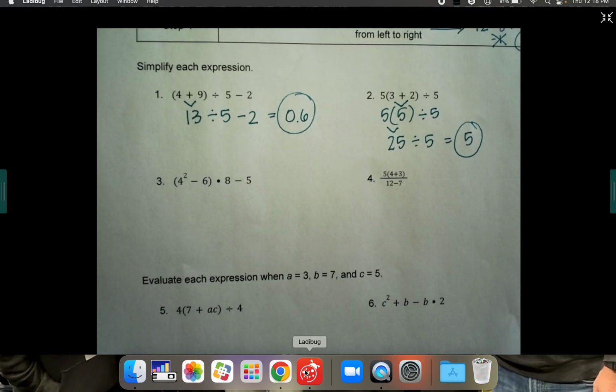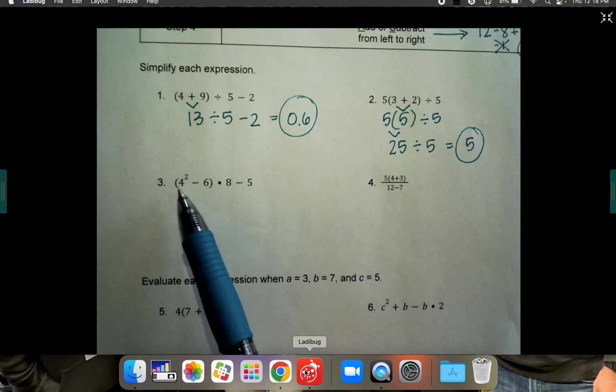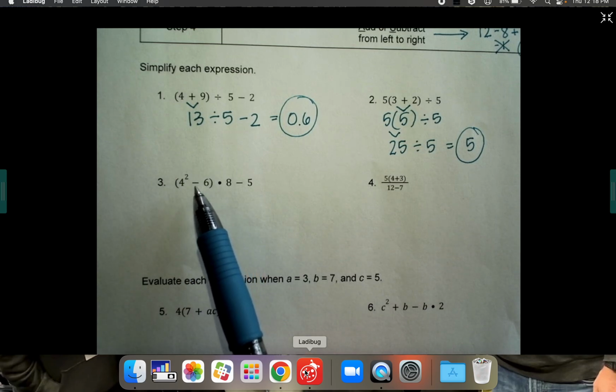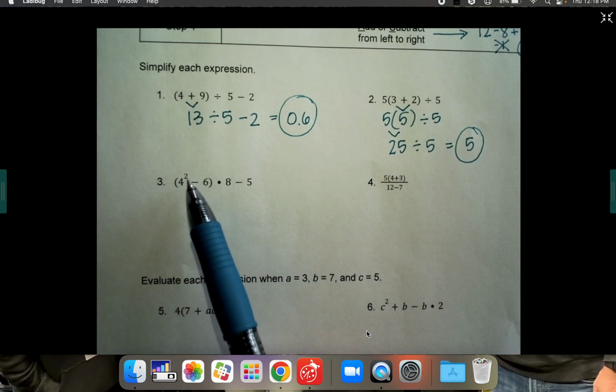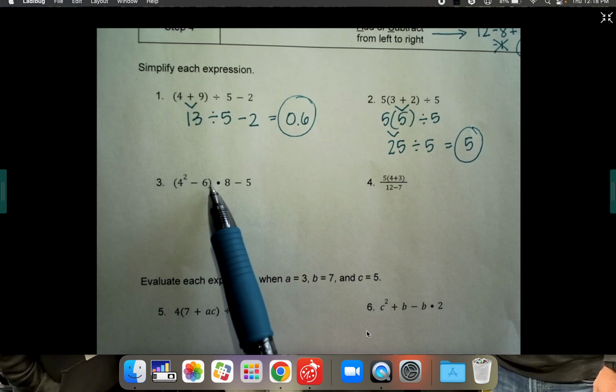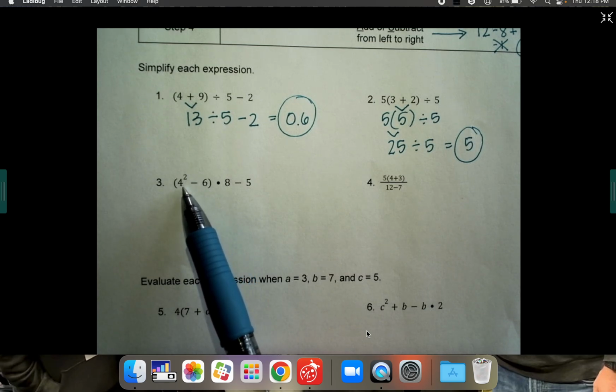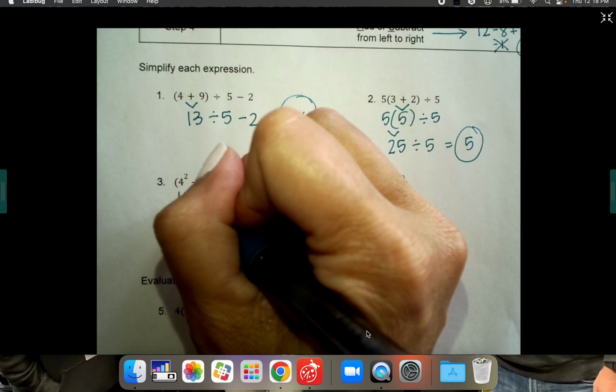Okay. Number 3, this is interesting. 4 squared minus 6 is grouped, so you do that first, but you have a subtraction within an exponent grouped problem. So you're still going to say, okay, it's grouped, but within the grouping, exponents come before subtraction. So we are going to solve the exponent first, which 4 squared means 4 times itself twice, so 4 times 4, which is 16.